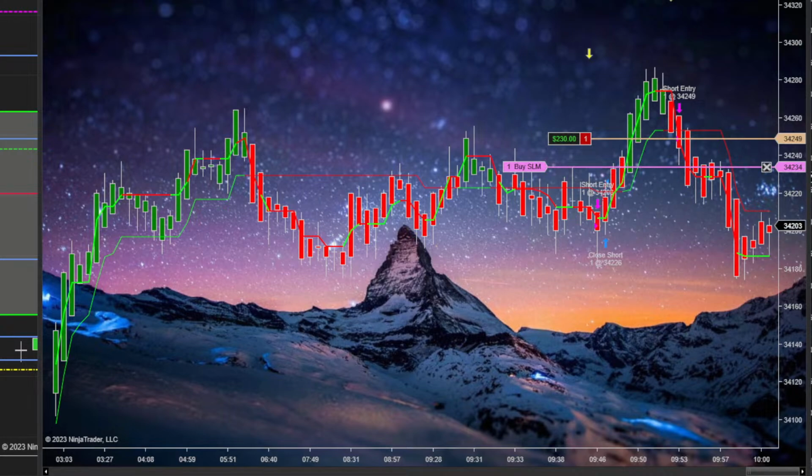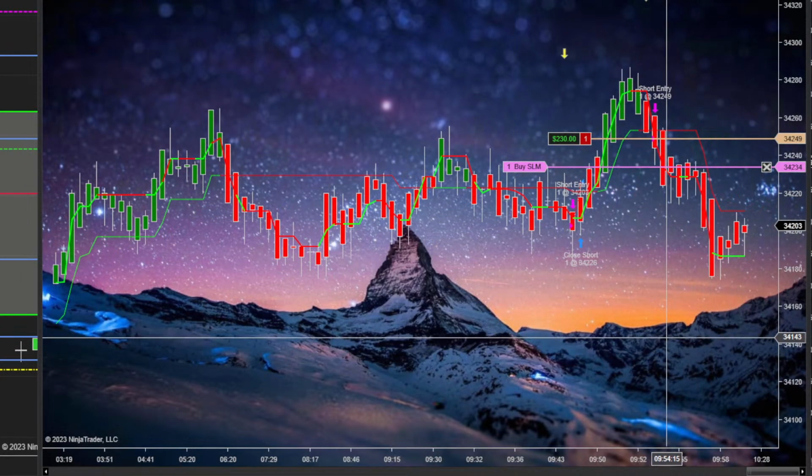This is what we mean when we say NQ moves so fast. You see how YM has been in this trade the whole time and NQ has taken like 3 trades at the same time?